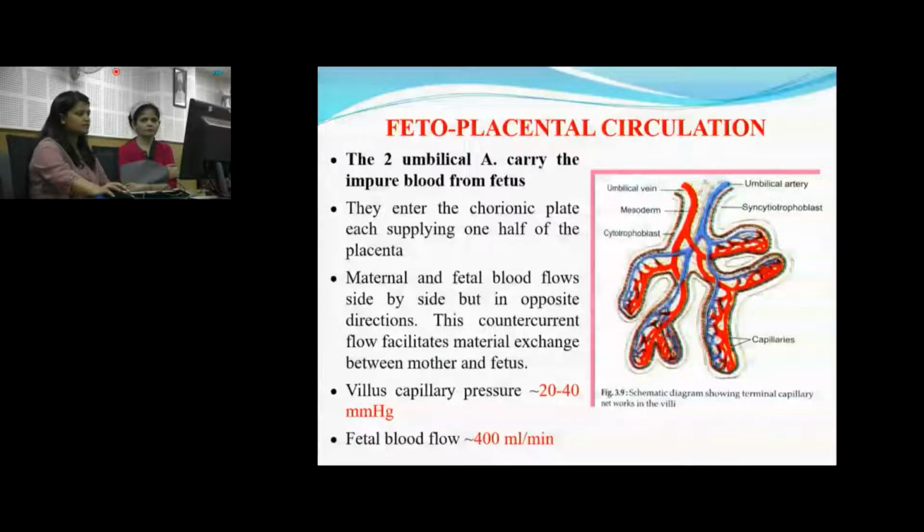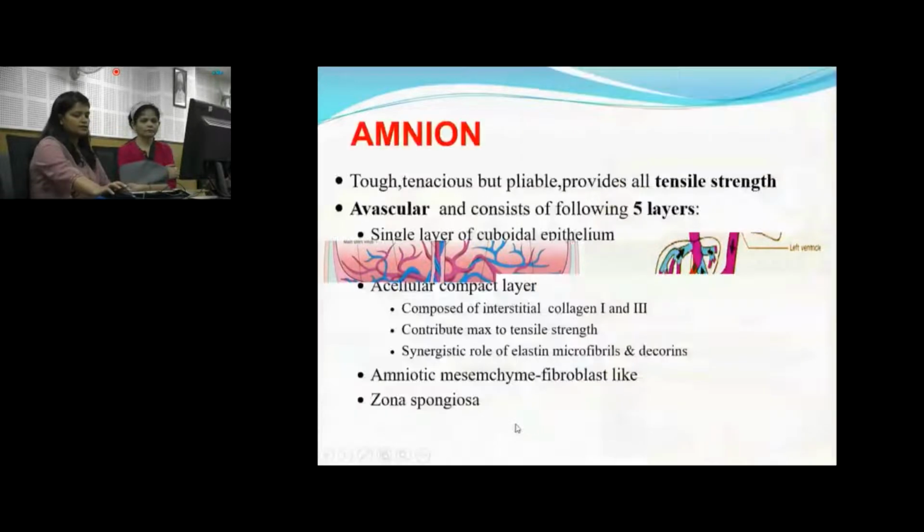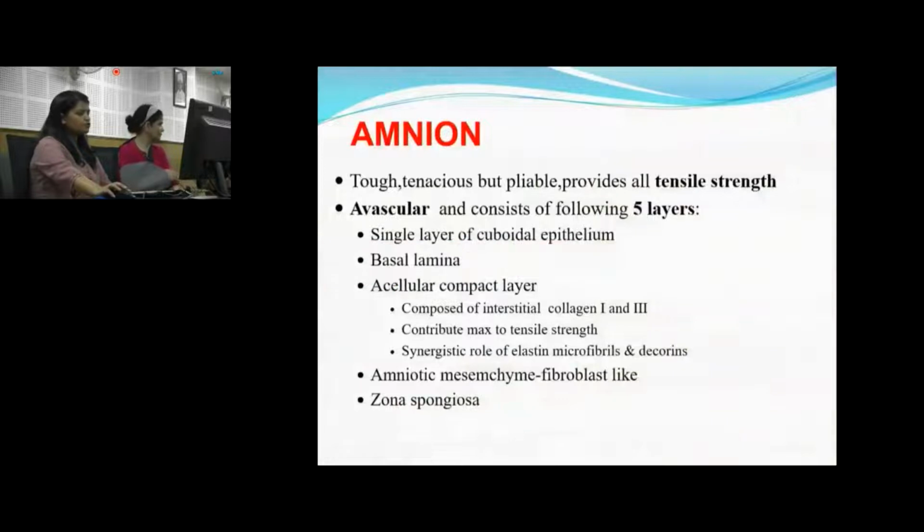This is again the diagram which shows the fetal circulation, and here we can see the spiral arteries piercing the chorionic plate, having the circulation here, and from here the two umbilical arteries. Actually, they are bringing the impure blood from the fetus. We already have studied about the chorion, which is from the mother. The amnion part is the tough, tenacious but pliable part. This amnion provides all the tensile strength. It is avascular and it is divided into 5 layers.